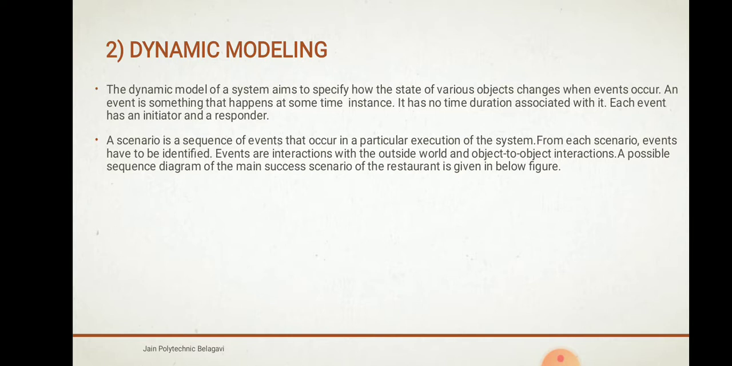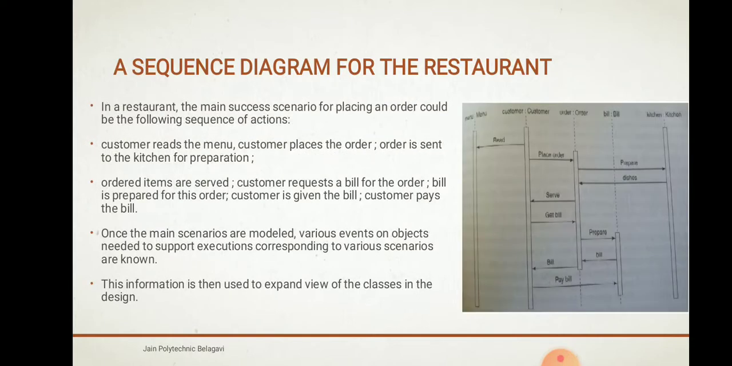Events are interactions with the outside world and object-to-object interactions. So a possible sequence diagram of the main success scenario is as given below. This is the sequence diagram for the restaurant, as you can see on the right side. The main success scenario is for placing the order.